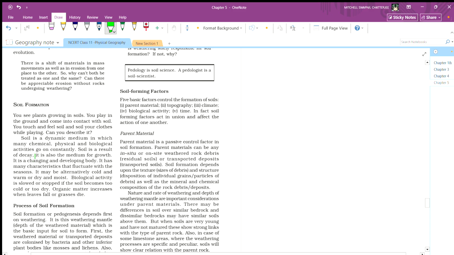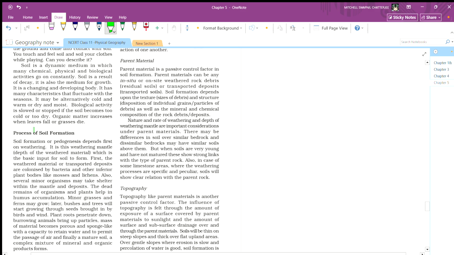It is a medium for growth. It is a changing and developing body. It has many characteristics that fluctuate with the seasons. It can be alternately cold and warm, dry and moist. Biological activity is slowed or stopped if the soil becomes too cold or too dry. Organic matter increases when leaves fall and grasses die on soil. The process of soil formation.